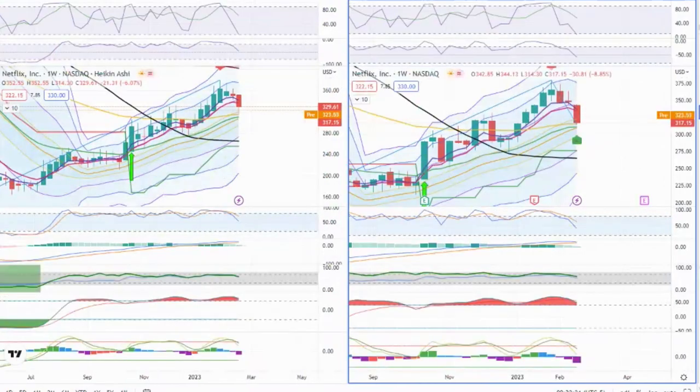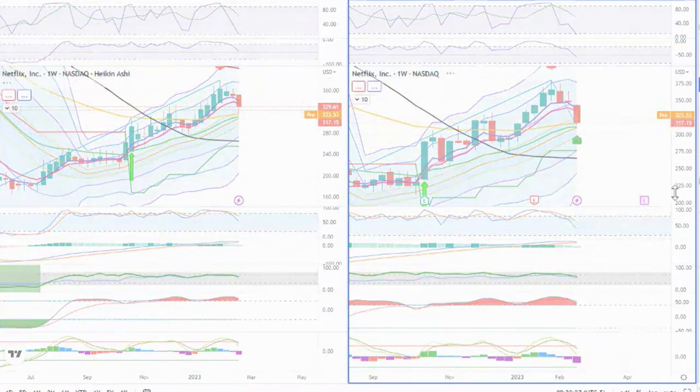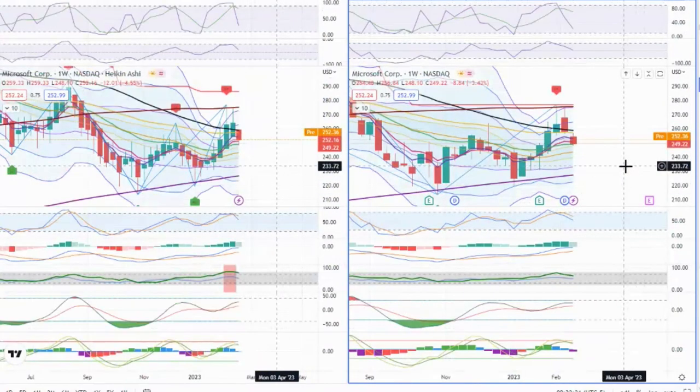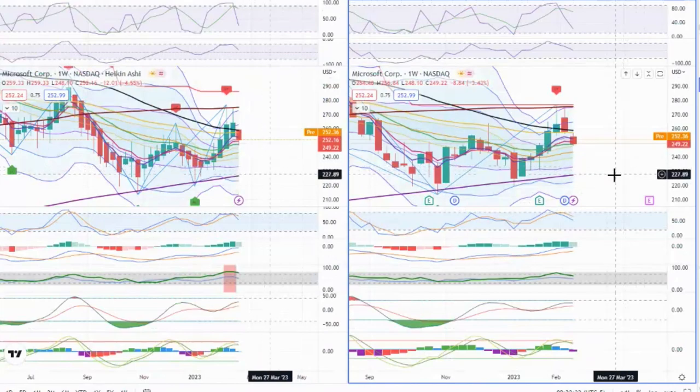317. I was looking at this from 355 to short it. Anyways, there will always be a next trade. FOMC March 15, 16.